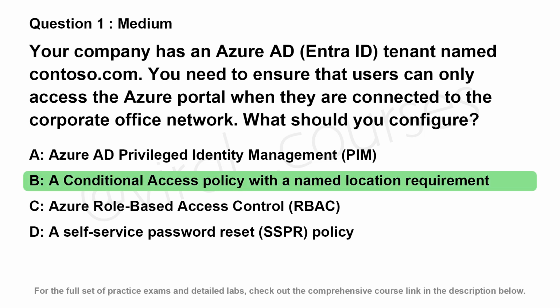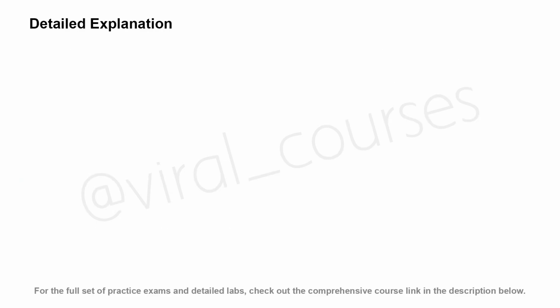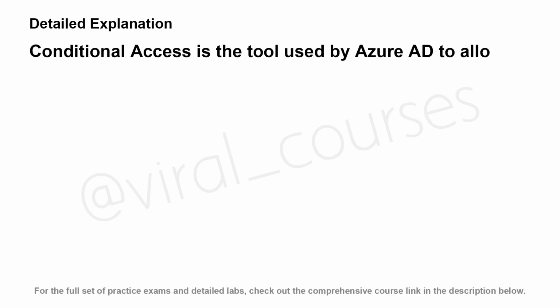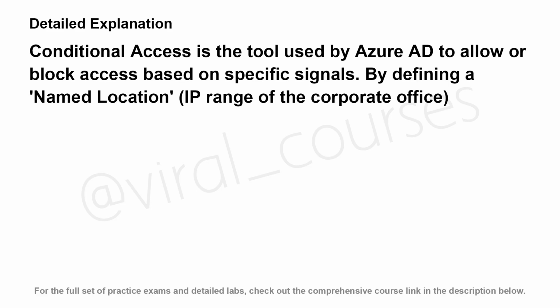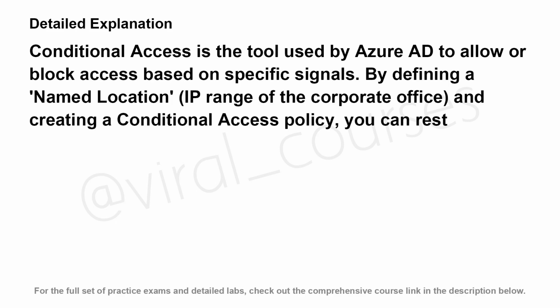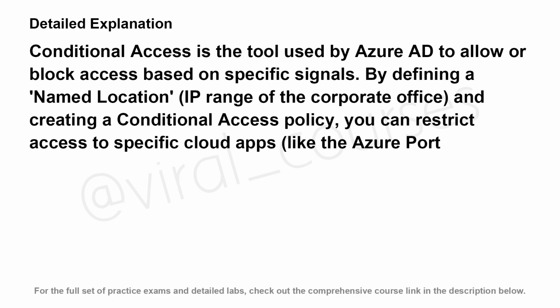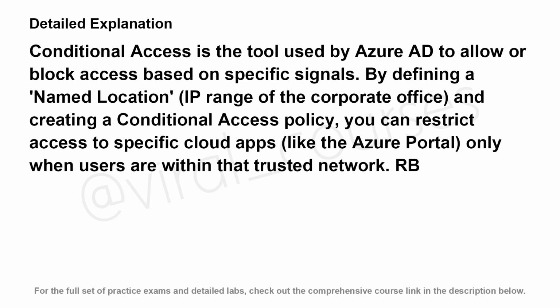The correct answer is B. Conditional access is the tool used by Azure AD to allow or block access based on specific signals. By defining a named location, the IP range of the corporate office, and creating a conditional access policy, you can restrict access to specific cloud apps, like the Azure portal, only when users are within that trusted network.